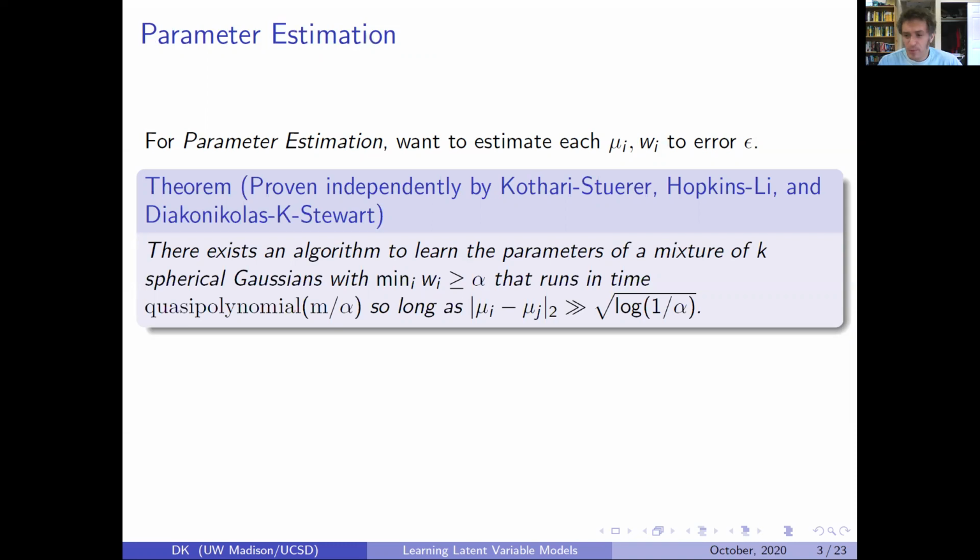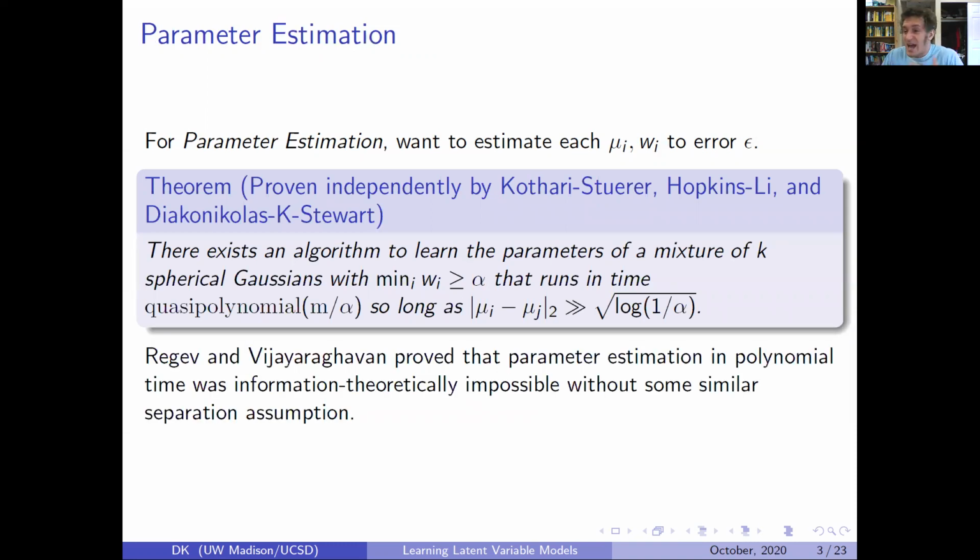Now, the separation assumption is a little bit annoying. If that separation doesn't hold, these algorithms just don't work. But this is actually necessary for parameter estimation. In particular, Regev and Vijayaraghavan proved that unless you assume some kind of similar separation assumption, parameter estimation is actually impossible information theoretically to do in polynomial time. A polynomial number of samples isn't enough to identify the parameters to small error.